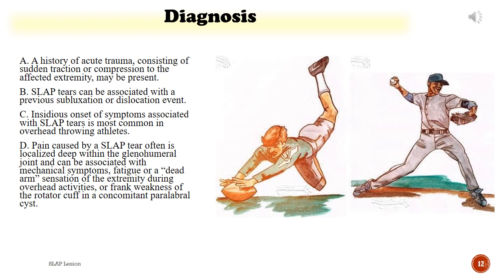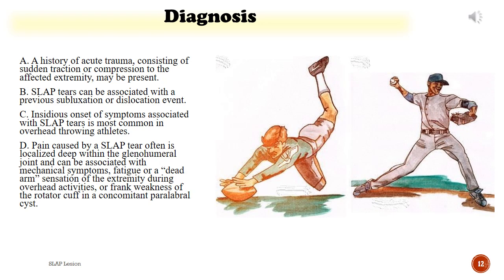Diagnosis. A. A history of acute trauma, consisting of sudden traction or compression to the affected extremity, may be present. B. SLAP tears can be associated with a previous subluxation or dislocation event. C. Insidious onset of symptoms associated with SLAP tears is most common in overhead throwing athletes.